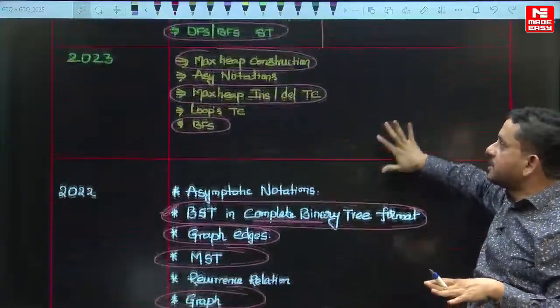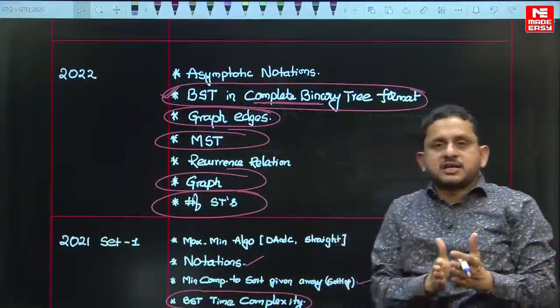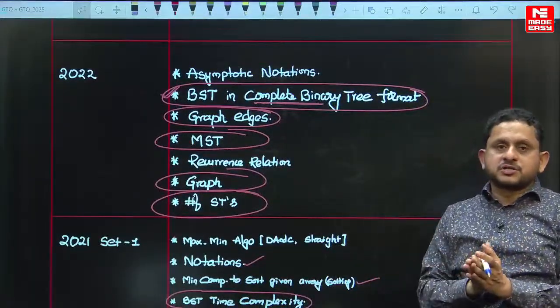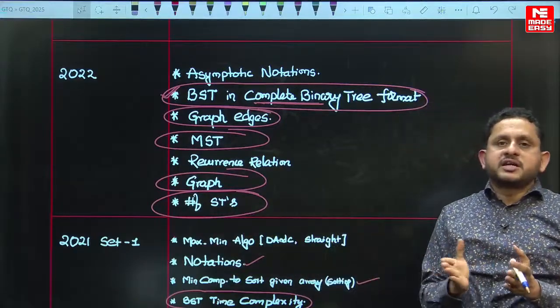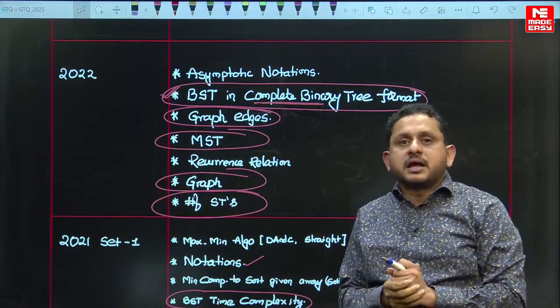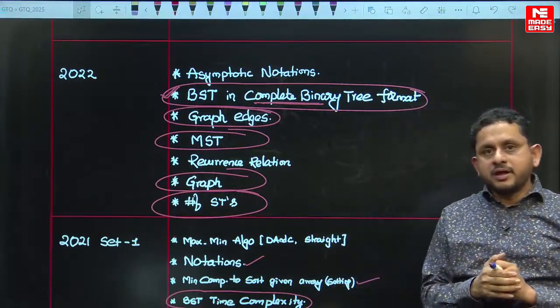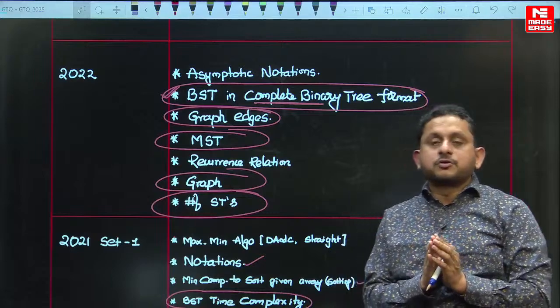So from 2018 onwards this is what I have seen, and before that there may have been more questions in the first half, because after introducing MSQs, multiple select questions as well as numerical questions, the graph based and tree based topics are better for forming the MSQ questions. So analyze properly the graph algorithms.